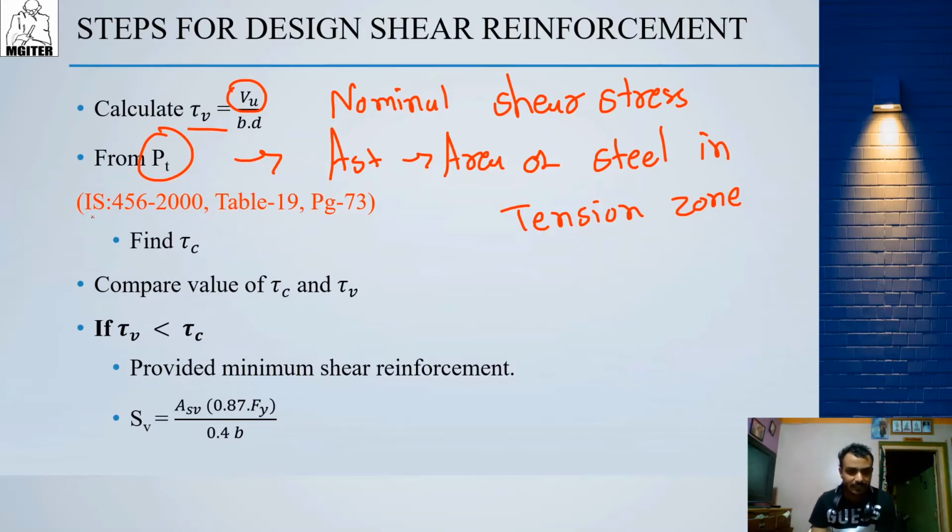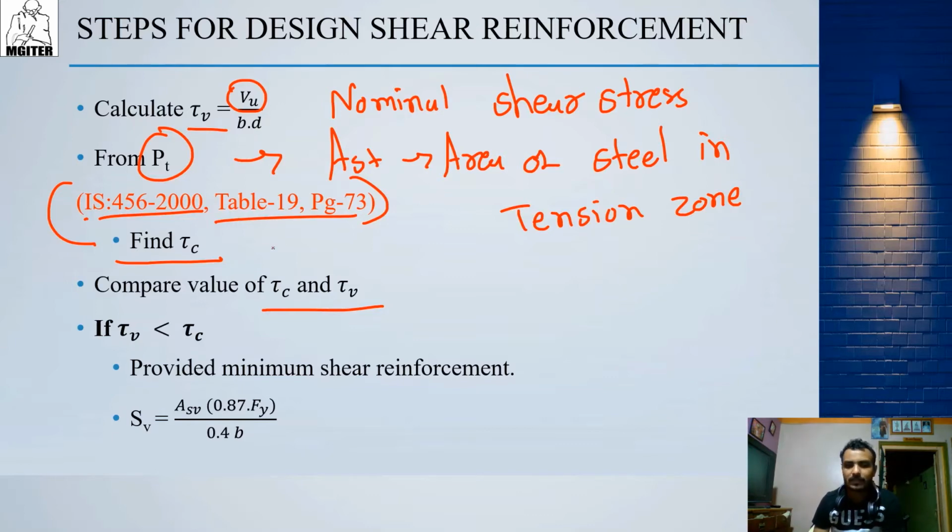So by the pt we can find tau c. This is given by the table. When we find pt, by the pt value we can find the tau c value from the code. And then after tau v and tau c, we have to compare both the values.